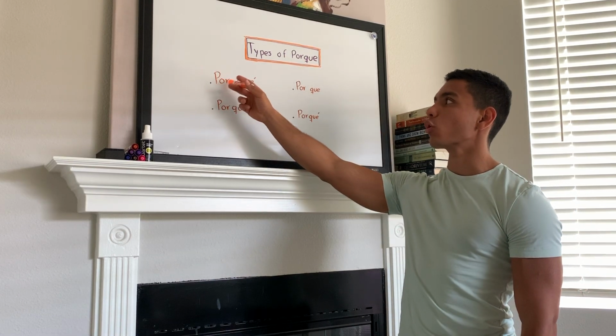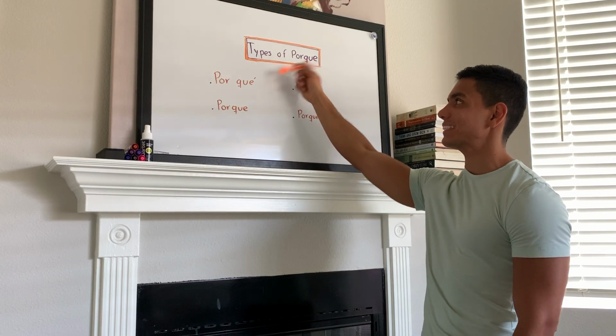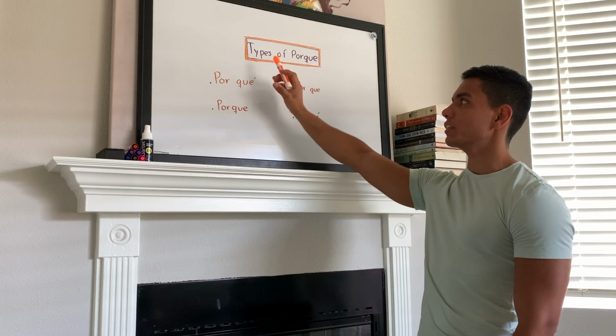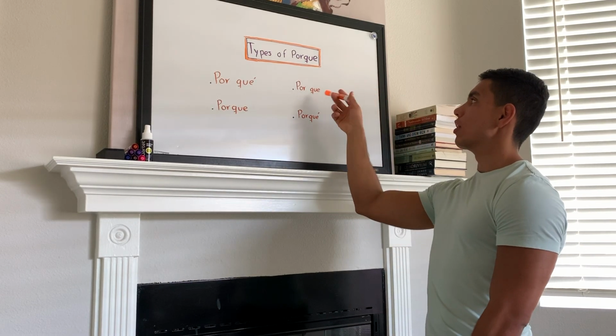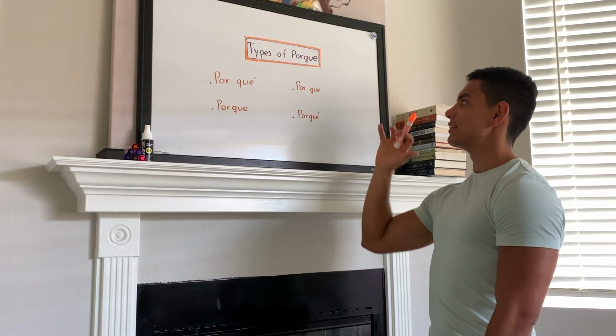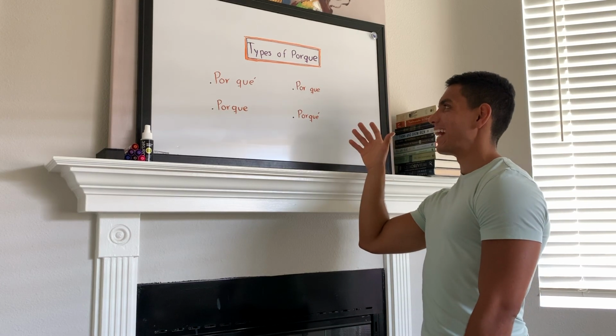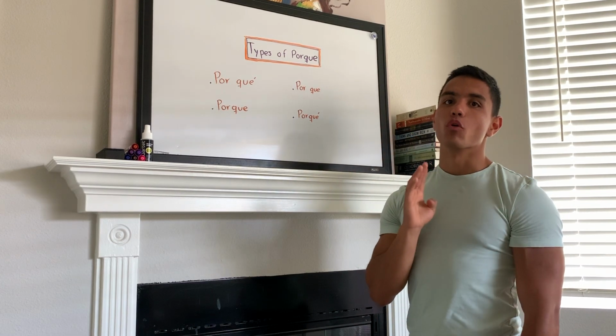We have the por qué separated, with an accent on the E. We have the porque, all close together. We also have the porqué, and the last one is going to be porqué. Okay, so these are the 4 different types.